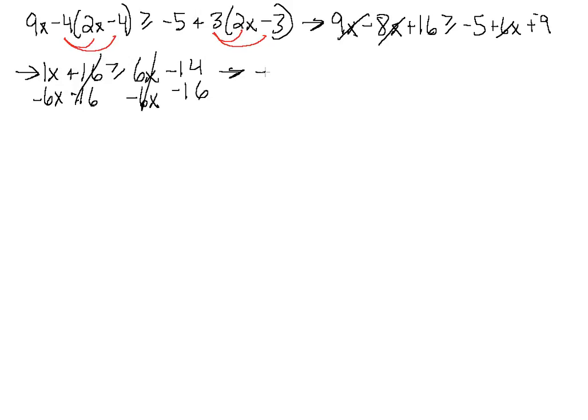X minus 6x is minus 5x. We didn't multiply or divide anything by a negative number yet, so our inequality sign is still greater than or equal to. And over here we have minus 14 and a minus 16 gives us a minus 30.